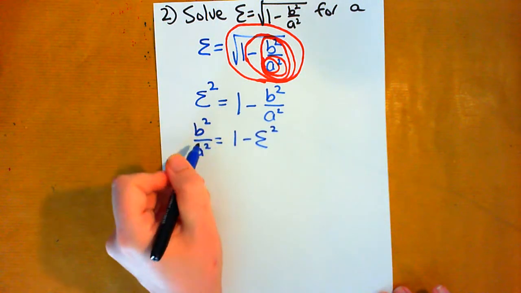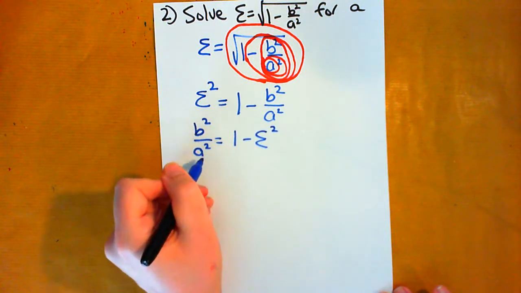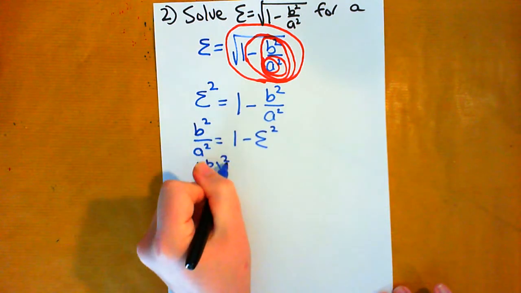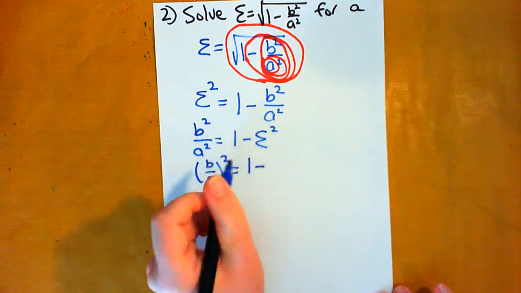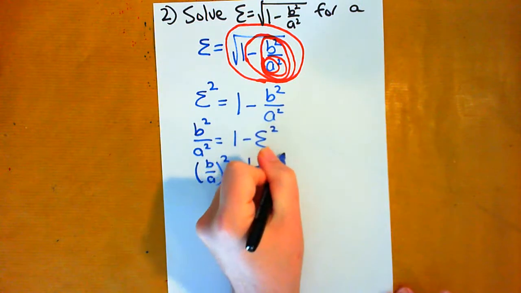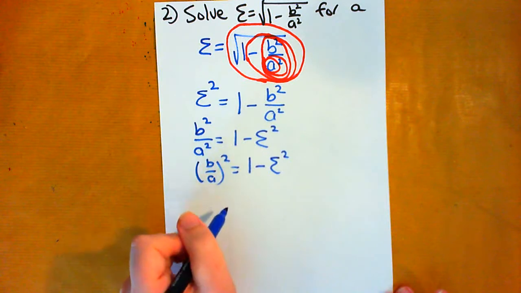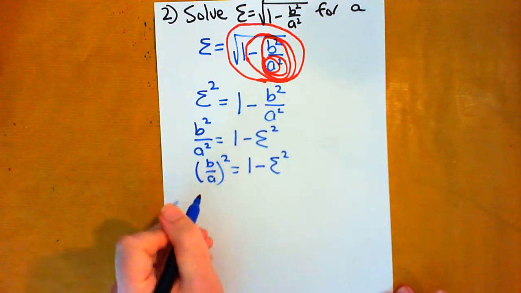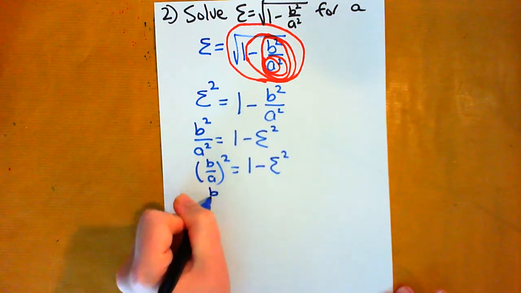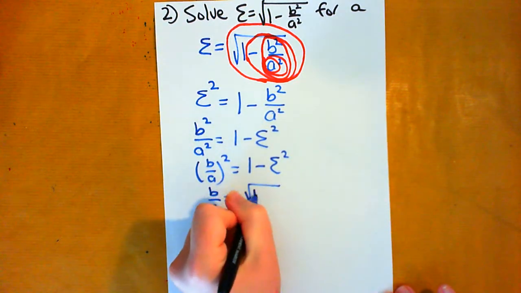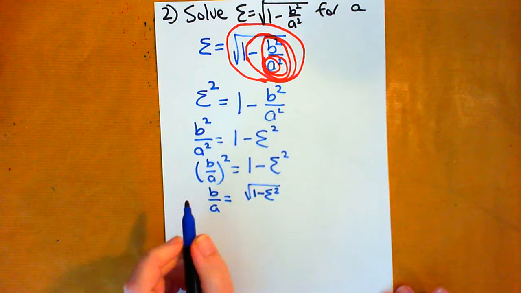Now this b squared over a squared is the same thing as b over a squared equals 1 minus epsilon squared. So to get rid of this square, we can take the square root of both sides. So therefore we get b over a equals the square root of 1 minus epsilon squared.